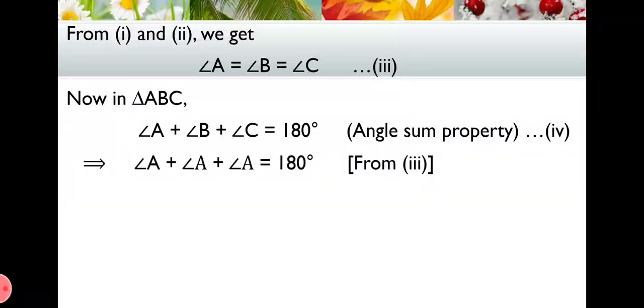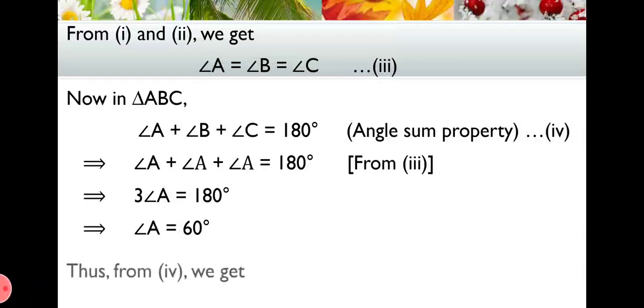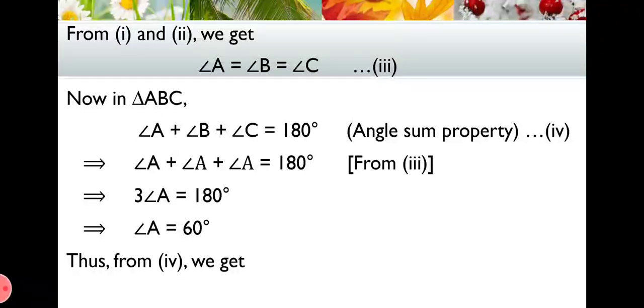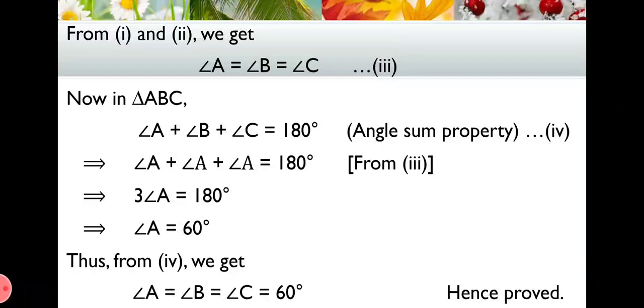That is, angle A plus angle A plus angle A equals 180 degrees, because all the three angles, as we have proved ahead, are equal. So from equation 3 we get angle A plus angle A plus angle A equals 180 degrees. This implies that 3 times angle A equals 180 degrees, which implies that angle A equals 60 degrees. Now already we have proved that all the three angles are equal. Therefore from 4 we get angle A equals angle B equals angle C equals 60 degrees.